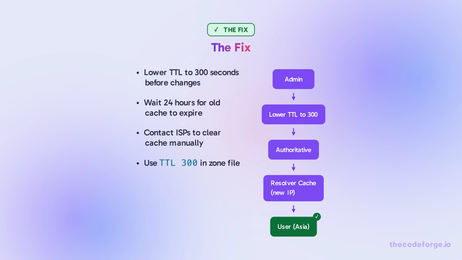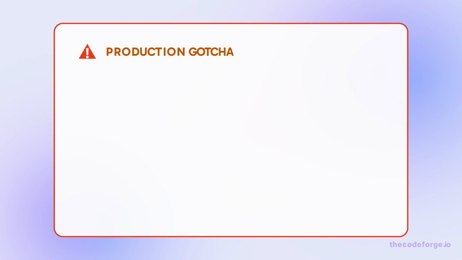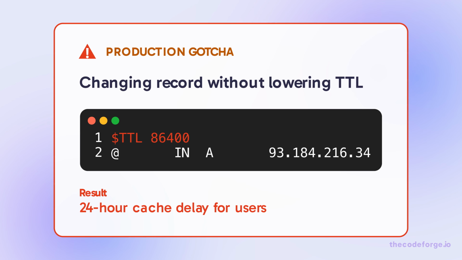The fix is simple. Always lower TTL to 300 seconds at least 24 hours before any DNS change. Then wait for propagation before making the switch. For the current mess, we had to contact major ISP support to manually clear their caches. The key change was setting TTL 300 in the zone file. This is the exact mistake from the incident.